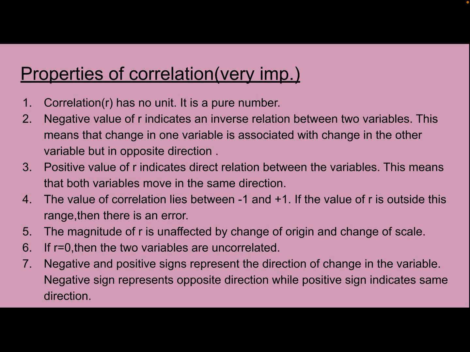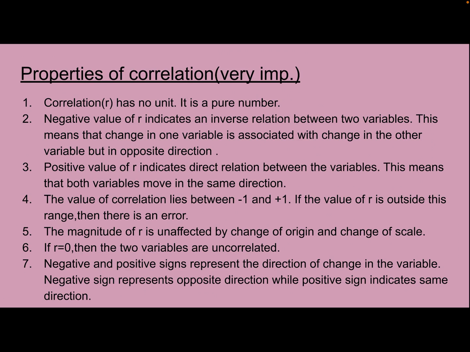Fourth property, the value of correlation lies between -1 and +1. If the value of r is outside this range, then there is an error. So that means starting from -1 on the number line and moving towards +1, r can have any value. However, the value of r or the value of correlation cannot be beyond this range.